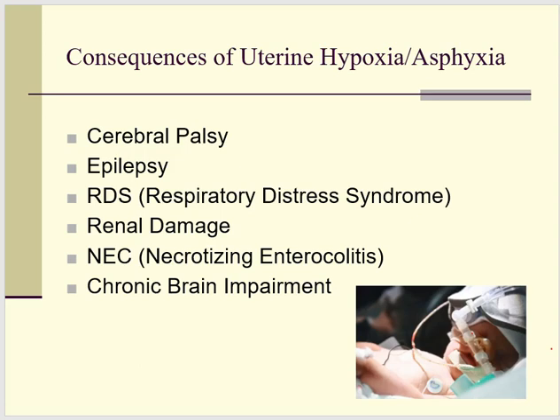Remember, just like in an adult, what are the first organs to go when the body is trying to spare oxygen? Kidneys. So if you have a fetus that is born with renal damage, it is probably because there's been some hypoxia at some point in the pregnancy or the labor process.